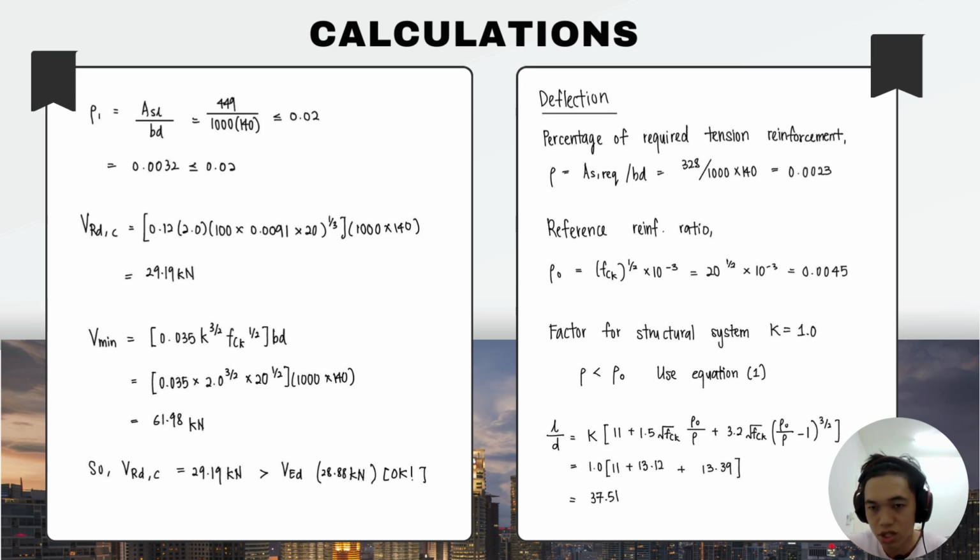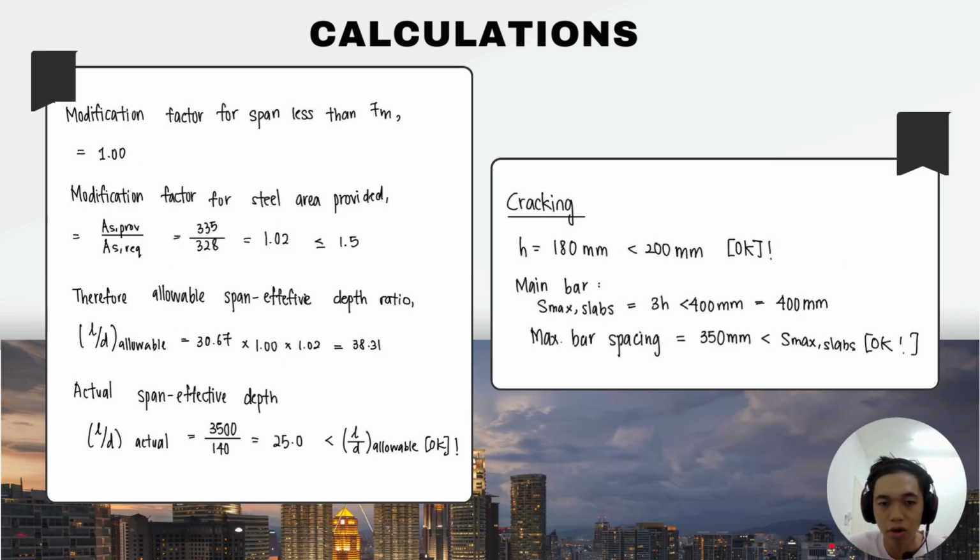And for the deflection, based on the formula that we have learned in the class, we'll continue at the next slide, which is achieving the allowable value and the actual value. As we can see here, the allowable is 38.31 and the actual is 25. As the actual is smaller than allowable, this means it's okay. And for the cracking part, it is okay because the maximum bar spacing that we have obtained is 350 millimeter, which is less than the spacing maximum of the slab, and it's okay.